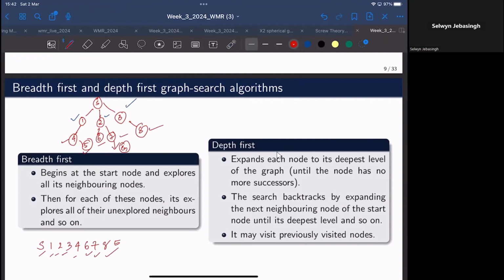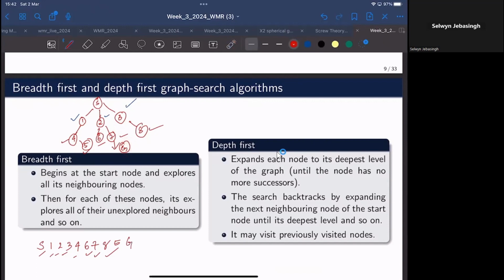Then we'll go back to node 6. What are its unexplored nodes? Nothing has been unexplored, everything has been explored. Then we'll go to node 7. What are its unexplored nodes? The only unexplored node would be the goal position. So this will be the goal position.